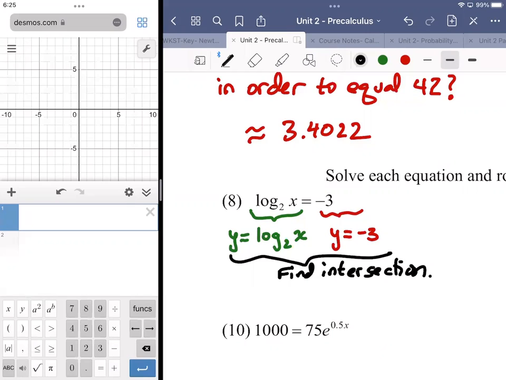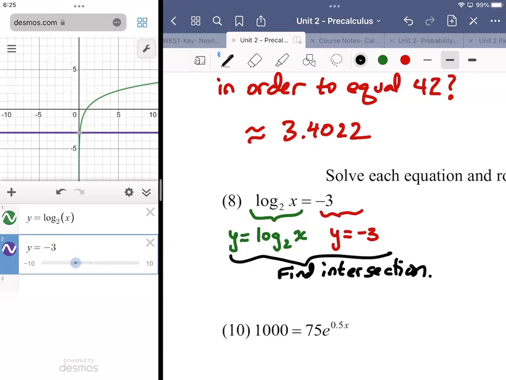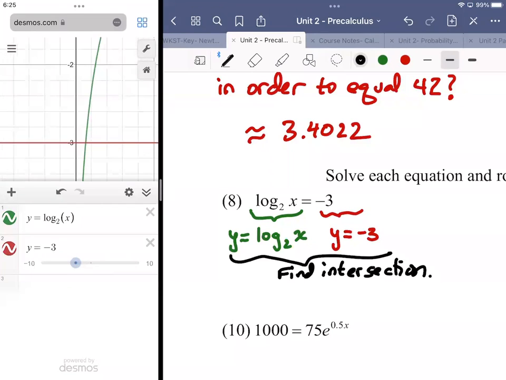So what I would do is I would type this in, y equals log base 2 of x, what a log base 2 of x function looks like. And I would type in y equals -3. All right, so y equals log base 2 of x, left side of the equation, y equals -3, which is the right side of the equation, and see where they intersect. All right, they look like they intersect right here.